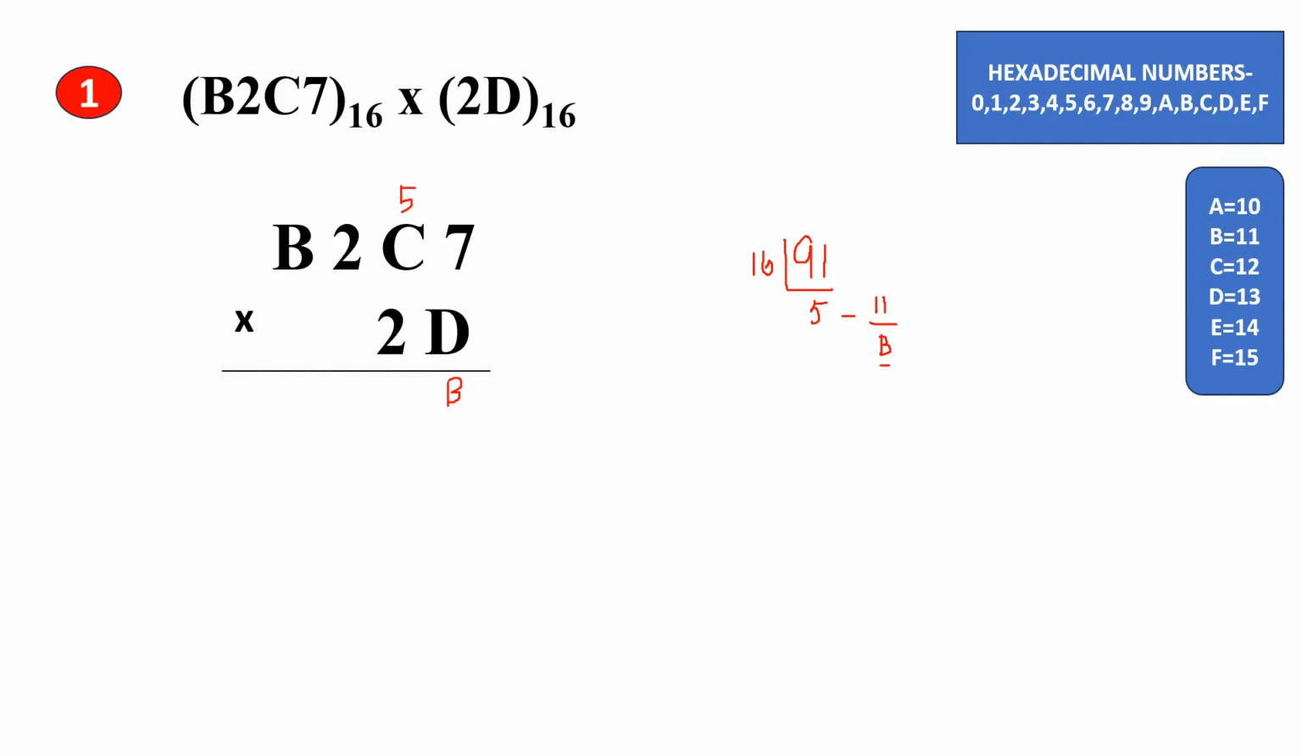Next, D into C. So D is 13 and C is 12. So 13 into 12 gives us 156. Then we have to add the carry 5. So 156 plus 5 gives us 161.